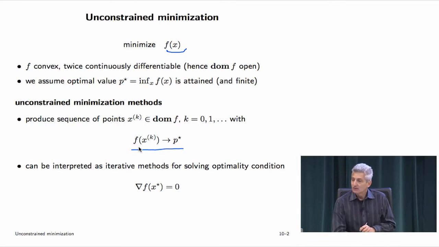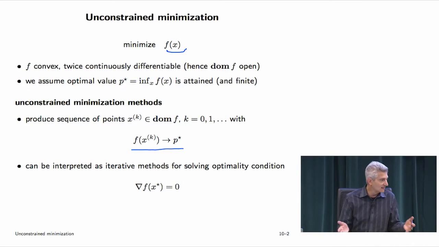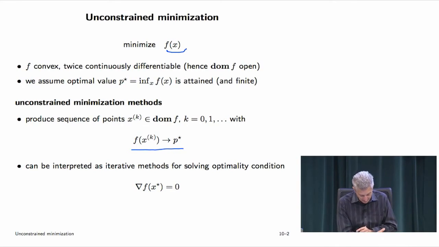And so the goal is to produce a sequence of points where f of xk goes to p star, right? So that's the idea. And by the way, even when it's unconstrained, it's the same statement. I mean, that's a bit silly because when you run an algorithm, it terminates at some finite point. It'll run out some maximum number of iterations and produce a function value that's very, very low.